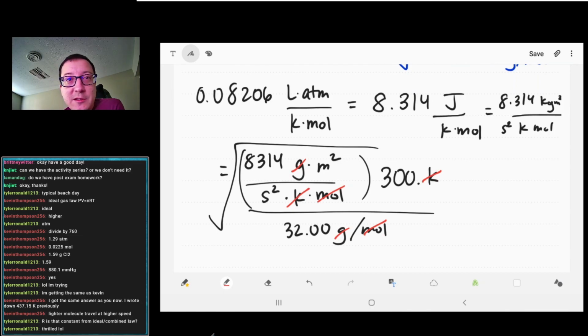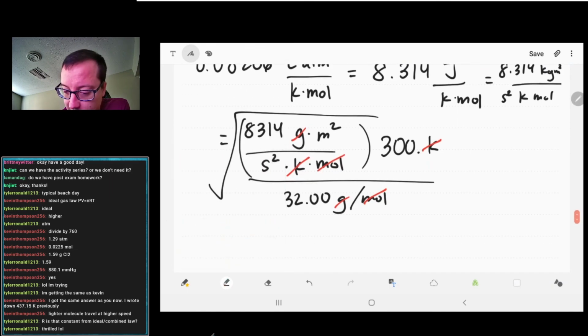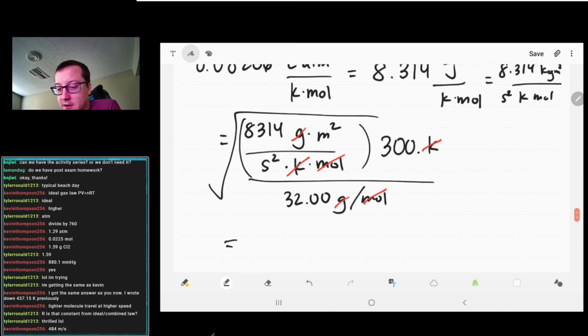So we're left with meters squared per second squared. And notice that if we take the square root of that, we're going to get meters per second, which lo and behold, that is our magic speed unit, right? Meters per second is a speed unit. So let's go ahead and now calculate this, if someone would be so kind. You know what? I don't trust you guys anymore. I'll have to do it myself. Okay. Actually, no, that seems very reasonable. But just to be sure, 8314 times 300 divided by 32, to the 1/2 power.